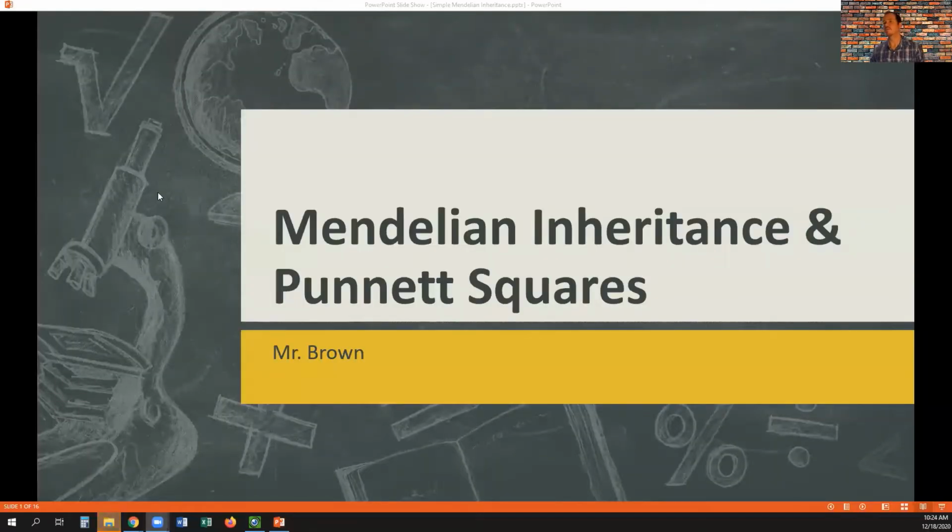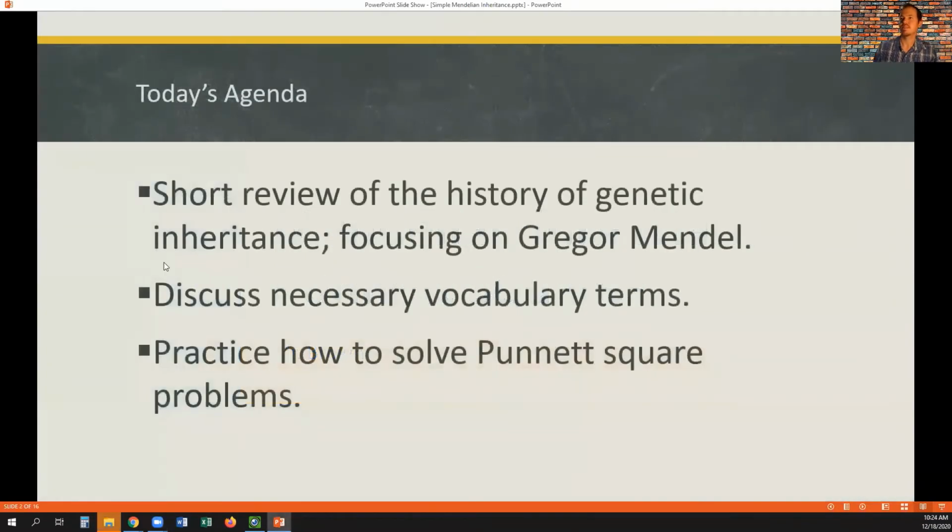Okay, so we are talking about Mendelian inheritance and Punnett squares. Here's an agenda for today's lesson. We will be doing a short review of the history of genetic inheritance, specifically focusing on Gregor Mendel. We will discuss necessary vocabulary terms, and we will practice how to solve Punnett square problems.